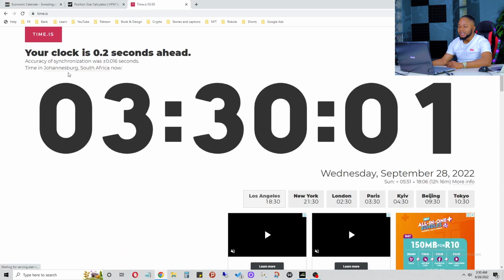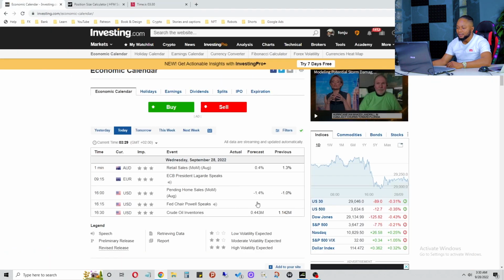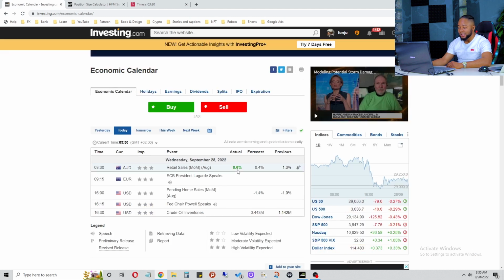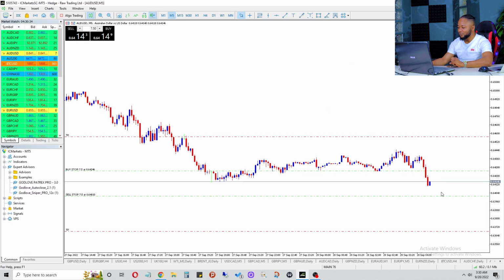So let's go on investing.com to see the data for this particular news, all right? So you can see this particular news is positive. So we are expecting the Australian dollar to go up, even though it is not that impactful. We're expecting the Australian dollar to go up and nothing is actually happening.